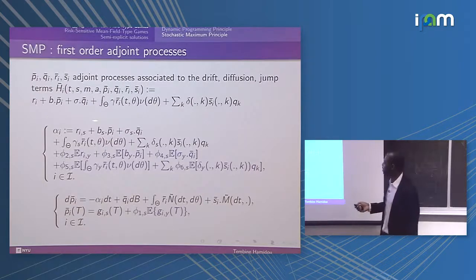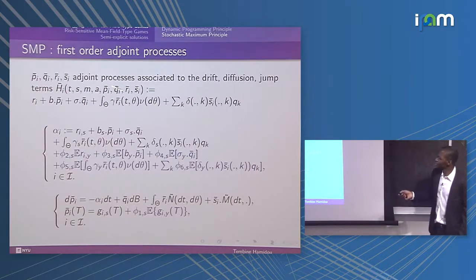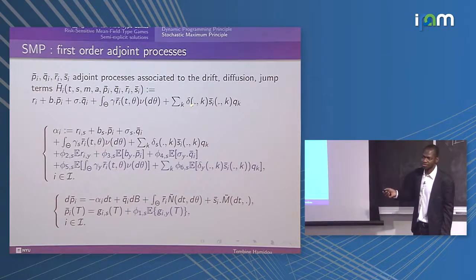Next, I introduce the Hamiltonian. The Hamiltonian function is the classical Hamiltonian plus the term coming from Poisson jumps and the one coming from switching. There is a switching term, there is a Poisson jump term. This is how the Hamiltonian is modified, this term here and this term here.